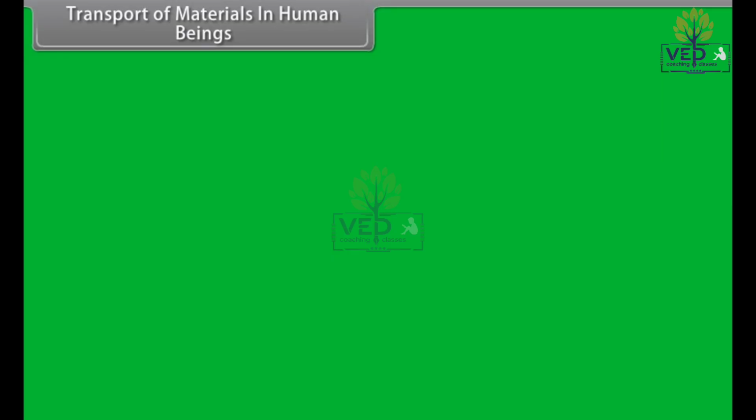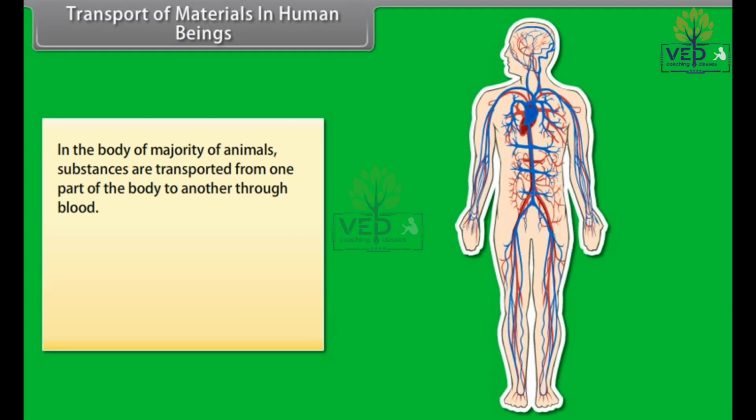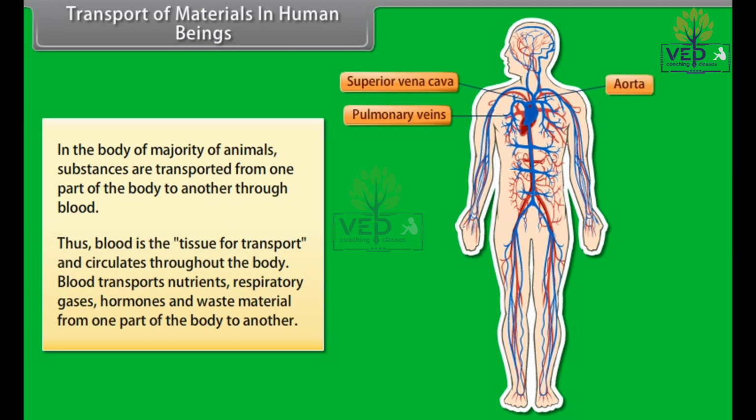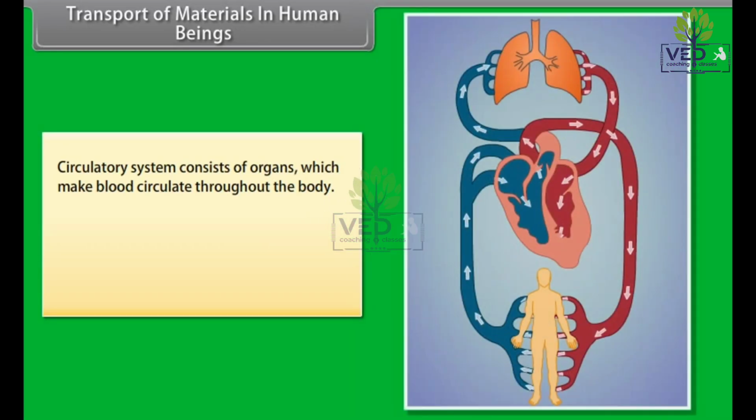Transport of materials in human beings. In the body of majority of animals, substances are transported from one part of the body to another through blood. Thus, blood is the tissue of transport and circulates throughout the body. Blood transports nutrients, respiratory gases, hormones, and waste material from one part of the body to another. Circulatory system consists of organs which make blood circulate throughout the body.